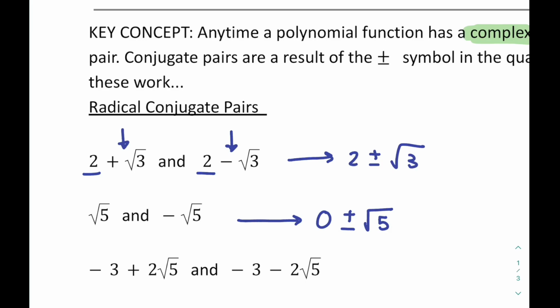Same thing on the last one. The real part is the same. It's negative 3 on both. And at the end of the quadratic formula, that would have looked like negative 3 plus or minus 2 square root of 5. We can also look at these for complex roots because they also come in conjugate pairs from the same idea. Again, you can't get a radical without taking the square root of something. You can't get a complex number without taking the square root of something.